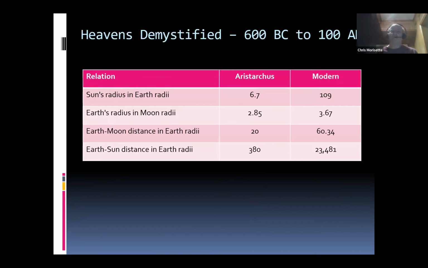He actually got really close with the Earth radius and moon radii. You can see here 0.285 versus 0.367. So while he didn't have the accuracy that we're accustomed to today, he certainly set us off in the right direction and made some measurements that I thought were pretty astounding.